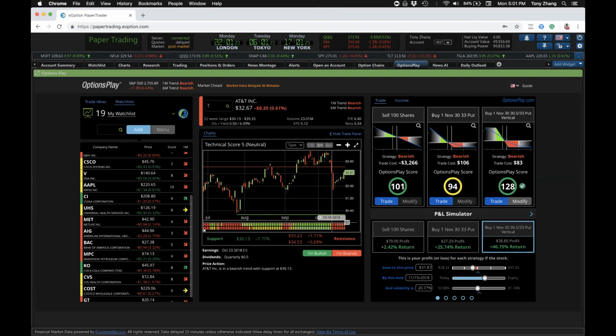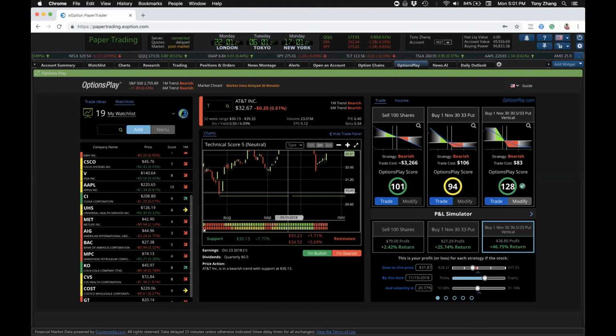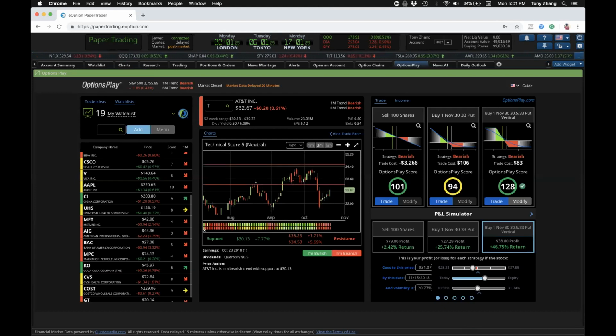Do the double green lines across the stock chart represent the support line of the stock? Yes. So support lines are represented by green lines. Resistance lines are represented by red lines.